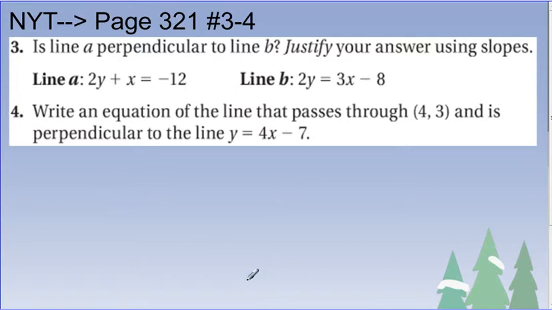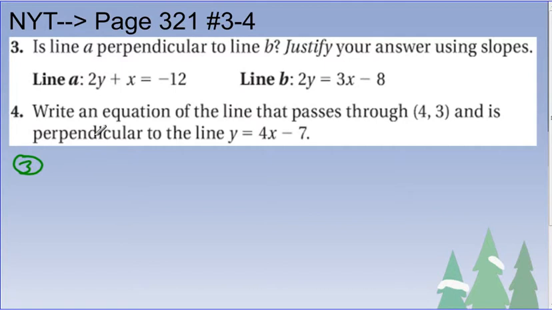Okay, let's see how we did. Number 3. Is line A perpendicular to line B? So we want to know, is this line perpendicular to that line? Perpendicular means they have the opposite reciprocal slopes. So let's see. We need to find the slope of this and the slope of that.